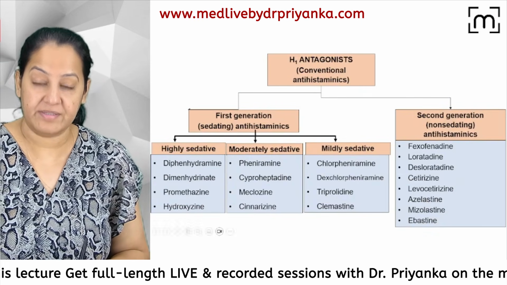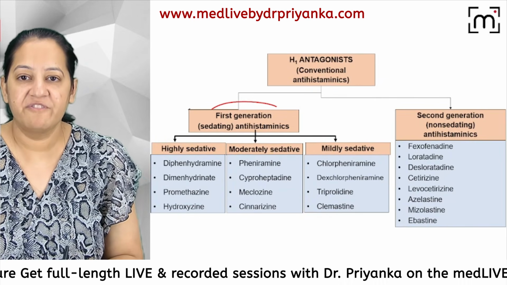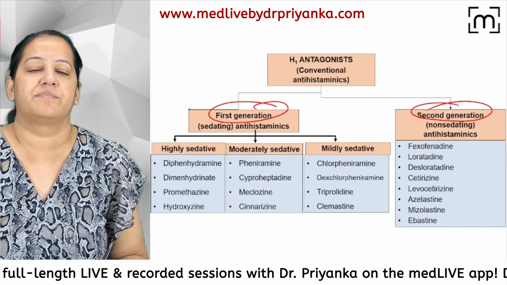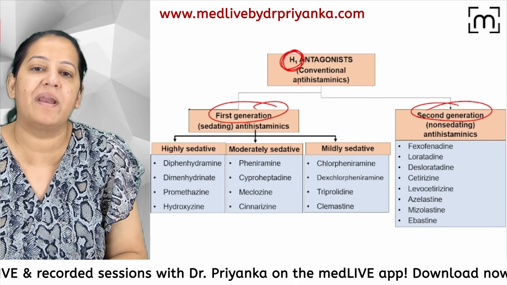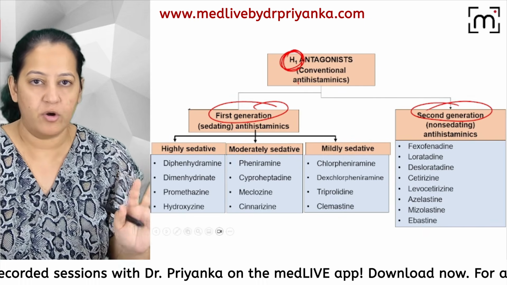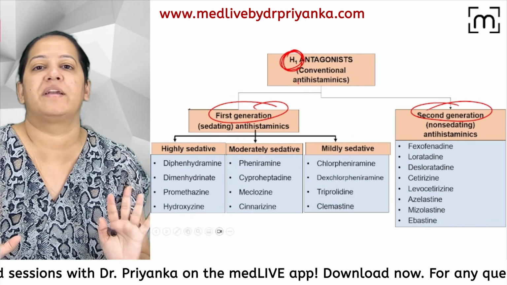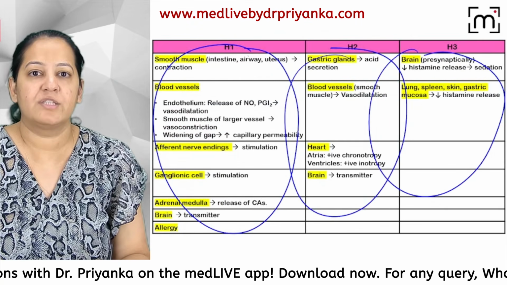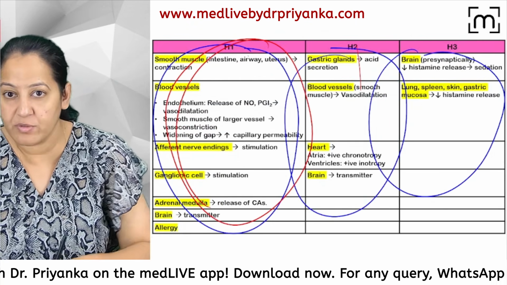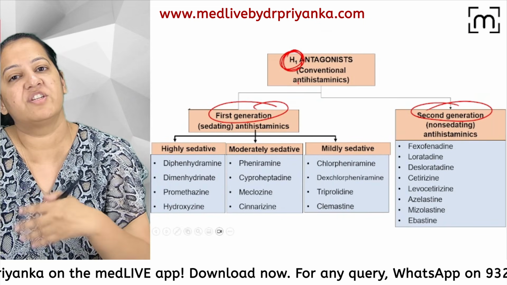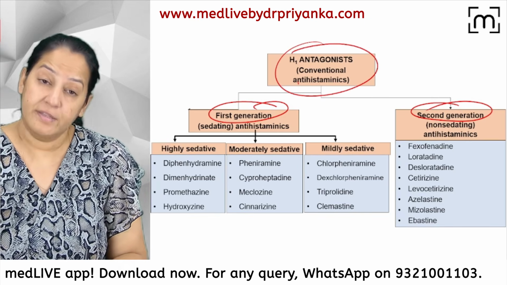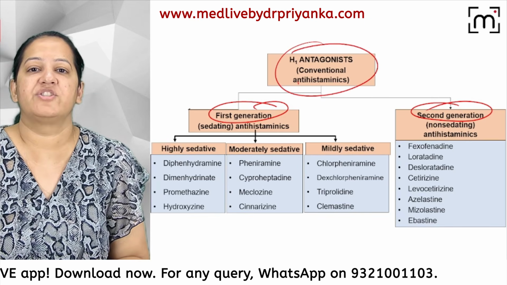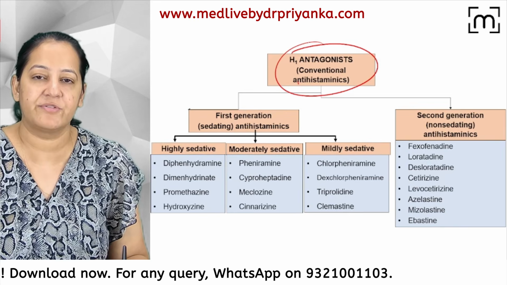There are two types of drugs here. Please understand now: first generation and second generation. I'm talking about the conventional ones. This is the classification of H1 antagonists. H2, H3, H4 are not included here. Most commonly we use H1 antagonists only. H2, H3, H4 we rarely use, but most commonly we use H1 antagonists, which are known as conventional antihistaminics. These are H1 antihistaminics, and they are of two types: first generation and second generation. What do you mean by first generation and second generation?